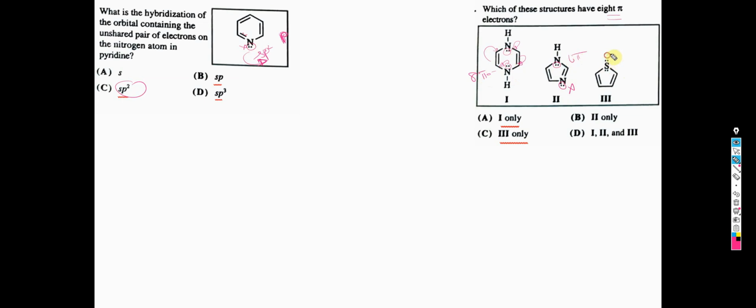On this sulfur also, one lone pair will be conjugated and the other will not. This also has 6 pi electrons. So the first one only is the right answer for this question.